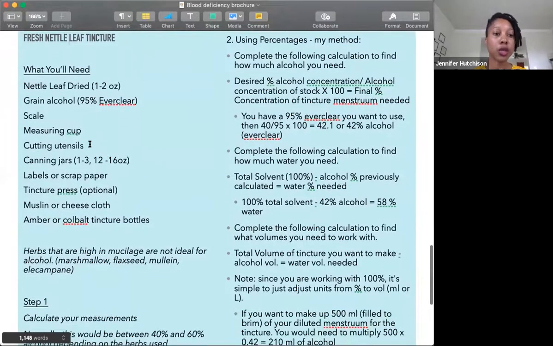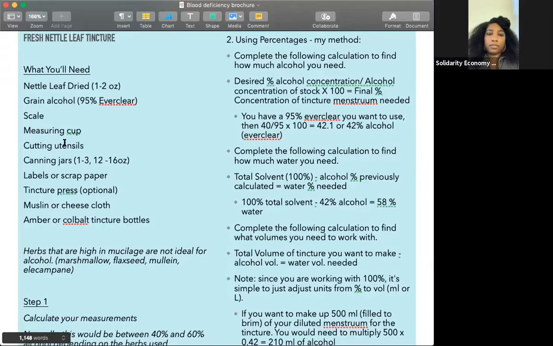So use some nettle leaf. I have about 1.8 ounces. I measured it last night. So get about 1 ounce of nettle, which is plenty. You need a grain alcohol. I'm using 95% Everclear. I like to use that because it's like 100%, and then you can dilute down from there.